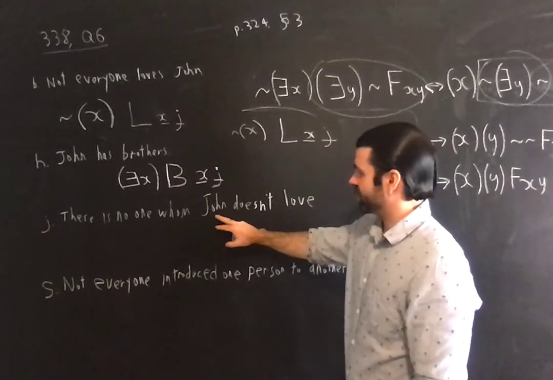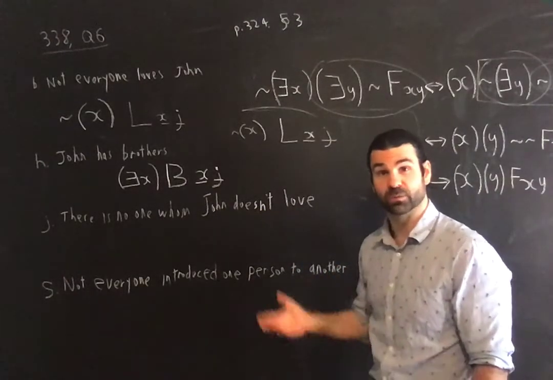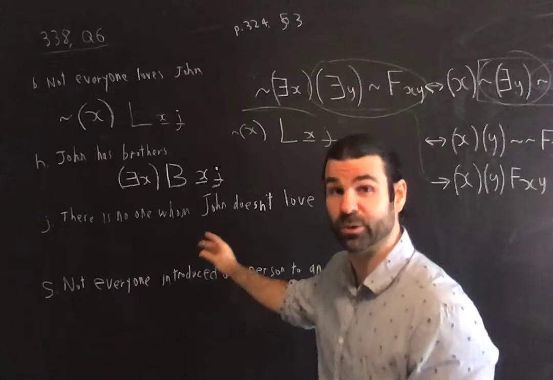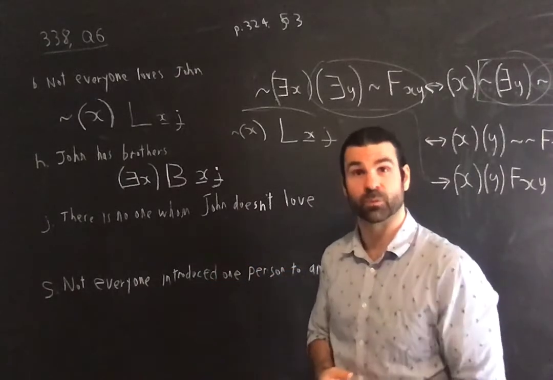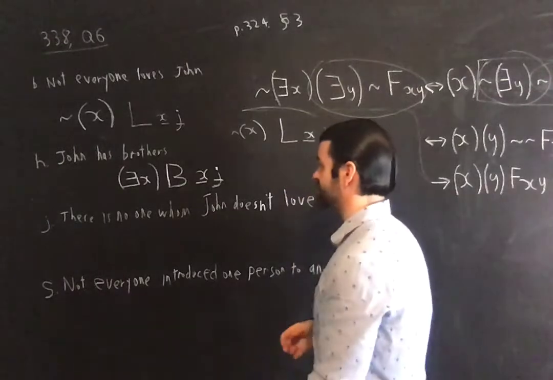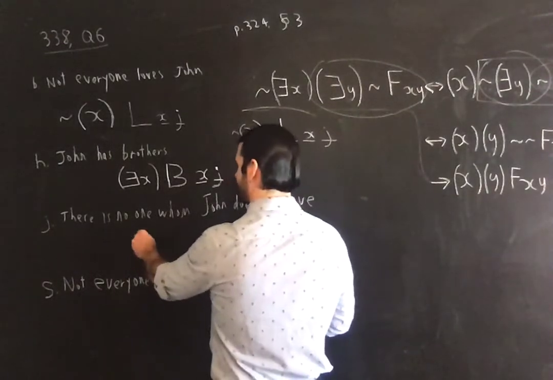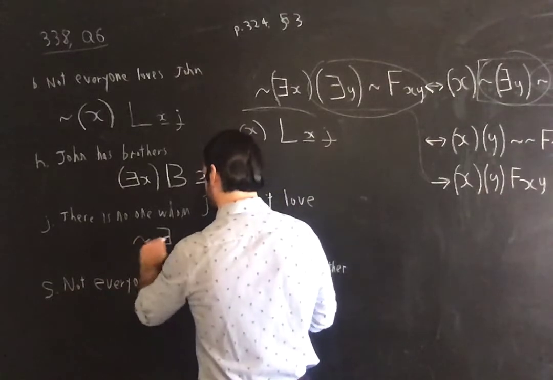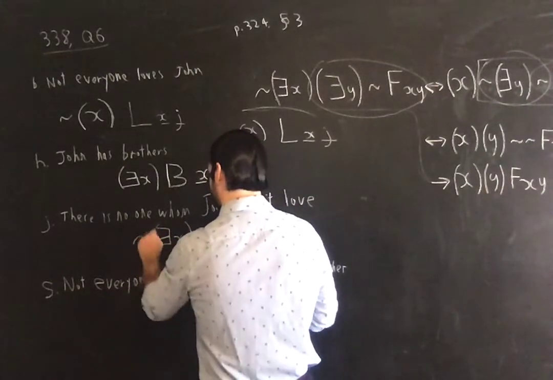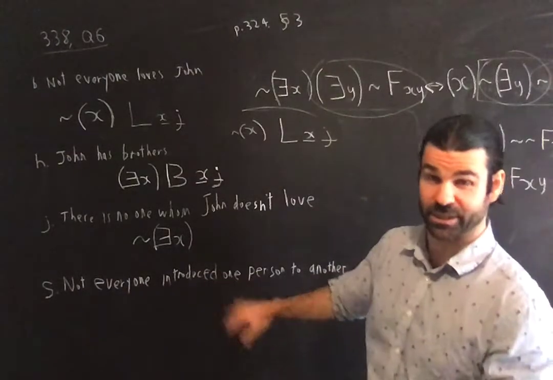There is no one whom John doesn't love. Okay, so start at the beginning. There is no one whom. Okay, what is that? What kind of quantifier? That's a negated existential, right? There is no one whom John doesn't love. There does not exist an X. That's how I'm going to start that. The loving is going to be involved as well, as we'll see here.